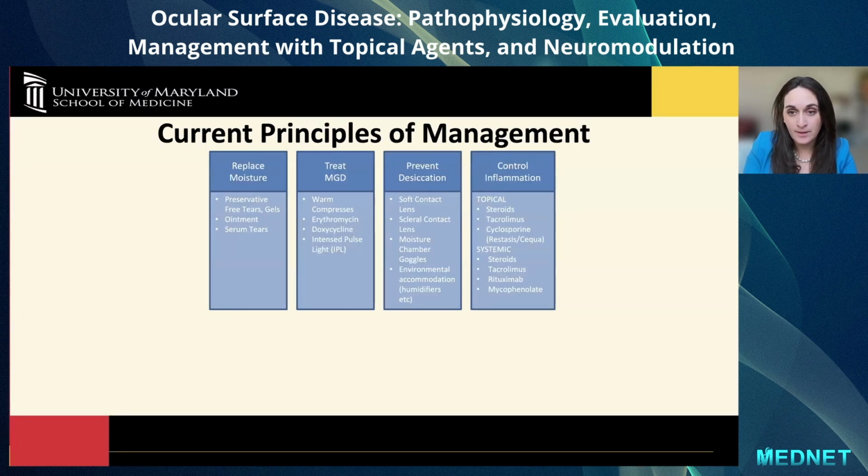We treat this similarly to how we treat or think about many of the ocular surface diseases. You want to think about replacing the moisture with preservative-free artificial tears, treating the meibomian gland disease with warm compresses, erythromycin, and doxycycline. You want to prevent loss of fluid from the eye with contact lenses, moisture chambers, environmental changes, and then you also want to control the inflammation, both topically with steroids or tacrolimus or cyclosporin, and systemic therapy with steroids or tacrolimus or rituximab, and that's usually done in collaboration with oncology.